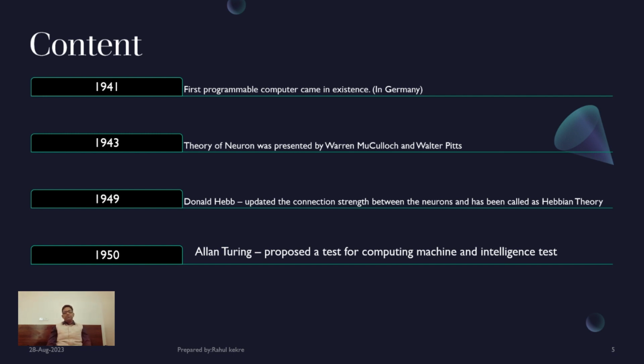If we talk about the sequence of events, 1941 was an important year where the first programmable computer came into existence, in Germany. That's great. Okay, what happened next? In 1943, the theory of the neuron was presented by two scientists, Warren McCulloch and Walter Pitts. So first of all, what is a neuron? Let's discuss what a neuron is.